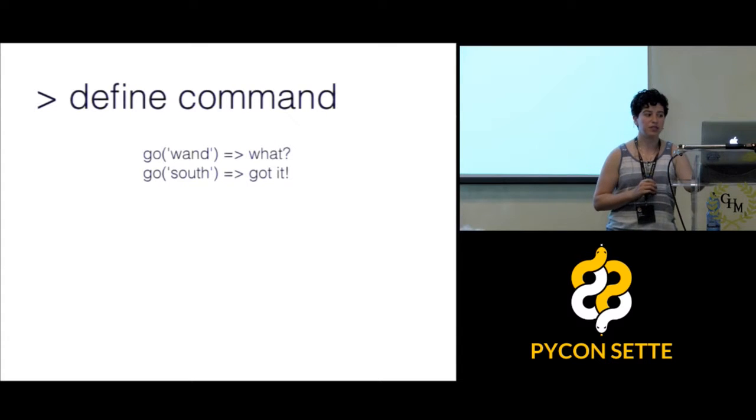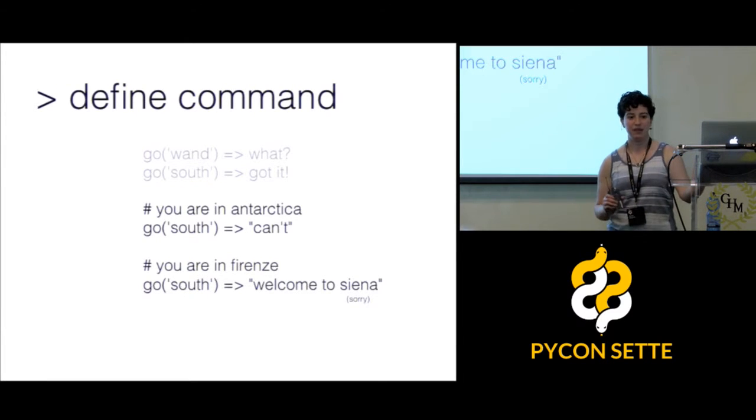So I expect them to do some sort of input validation. So if I type some garbage like go wand, then I expect the text adventure to be like, I don't know what you want me to do. If I type something reasonable like go south, then I expect it to try and take action on that. Now, if I type go south and there isn't actually a room to the south, then the go command should return an error. And if the go command can actually move you south, then it should move me south.